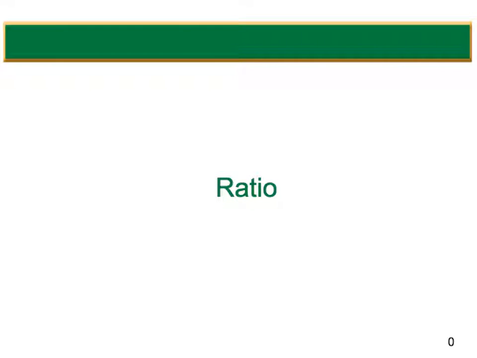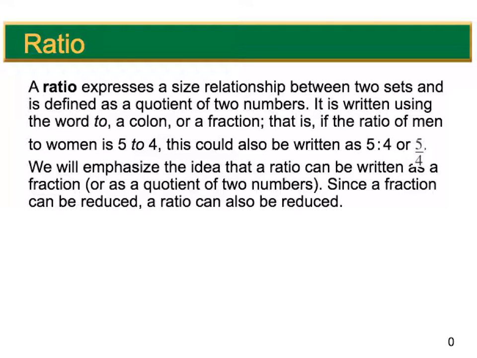So the first thing that we talk about is ratio. And there is a definition of ratio. A ratio expresses a size relationship between two sets and is defined as a quotient. Now, the word quotient has a meaning in math, and it just means to divide. So quotient means to divide. It is written using the word to, a colon, or a fraction.